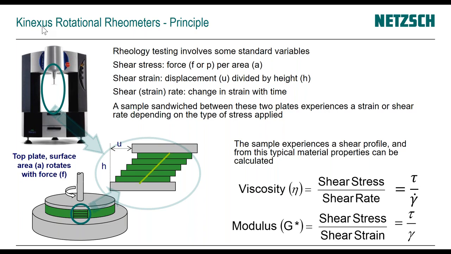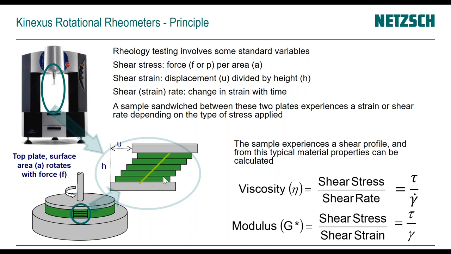And just very briefly, I want to talk about the principle of rheological measurements, where we obtain information about the shear stress, shear strain, and the strain rate, by sandwiching a sample between two parallel plates. And we move, for example, in this case, we move the top plate with a velocity u, and then it experiences strain or shear rate depending on the stress we apply here on the top plate. And we get a shear profile.